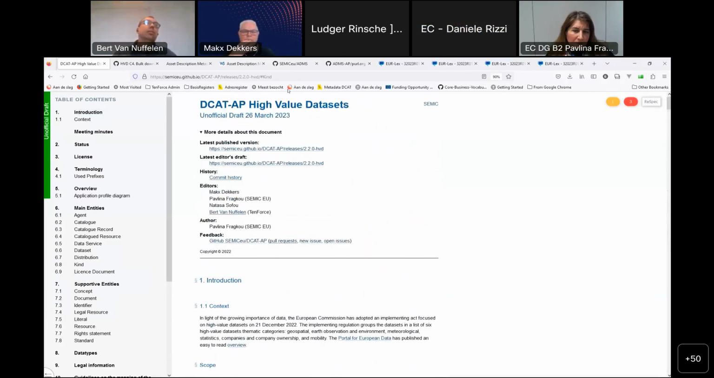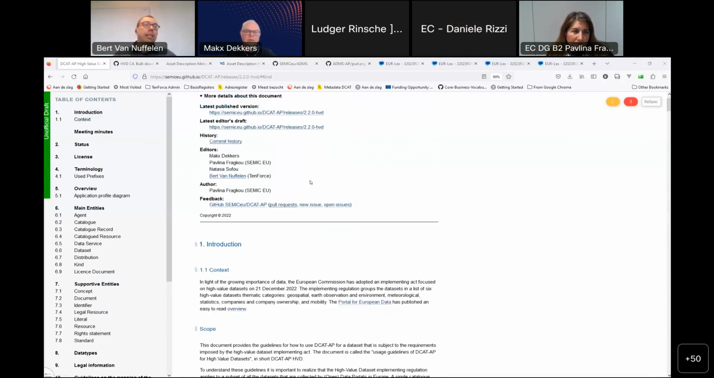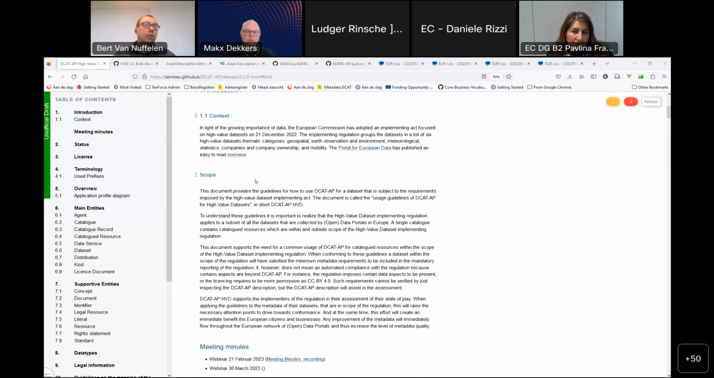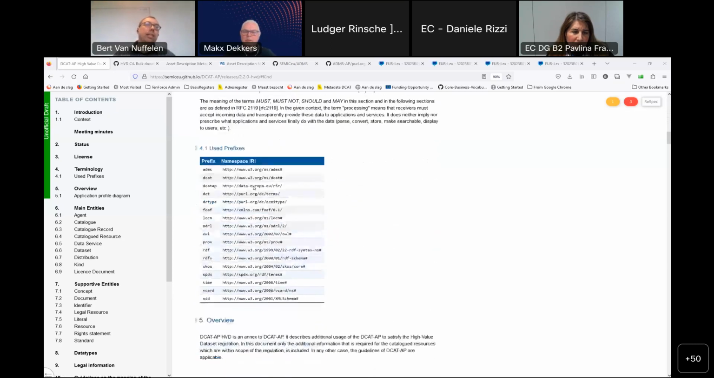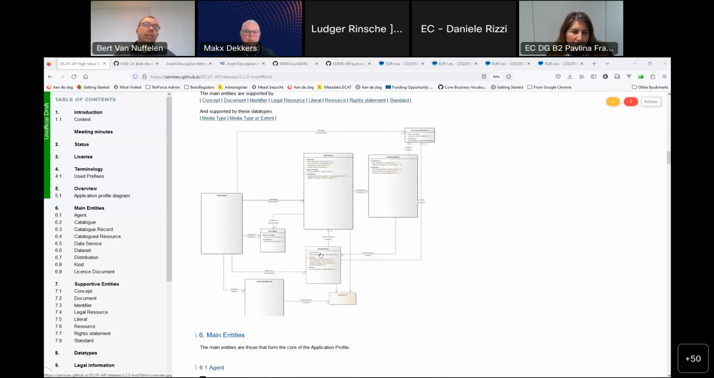So we shared the URI, which is in the slides as well and in the invite, of a draft HTML representation of the guidelines. If you have comments on it, please provide them on GitHub or by any other means. What is in there is a high-level introduction and scope. We point to the meeting minutes and keep track of the status. You can reuse this, and then you can find an overview of the elements that have additional comments or additional requirements in the scope of the high-value datasets regulation.